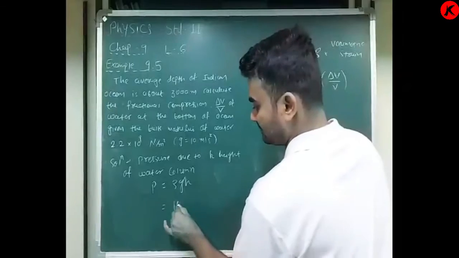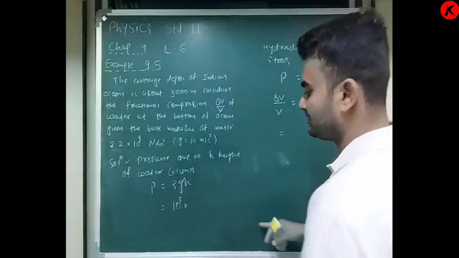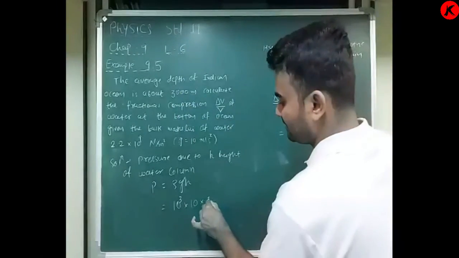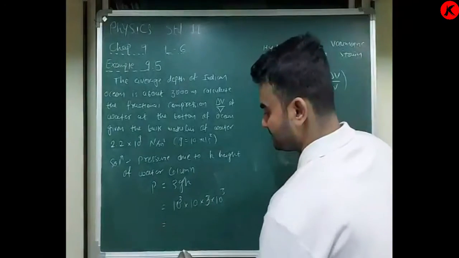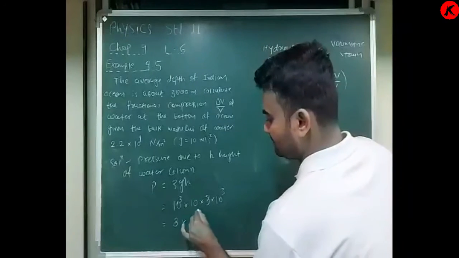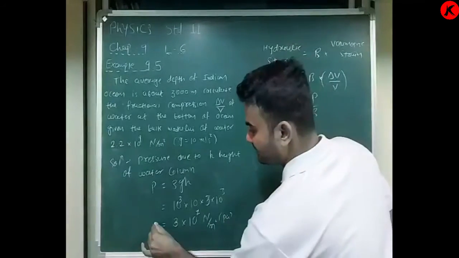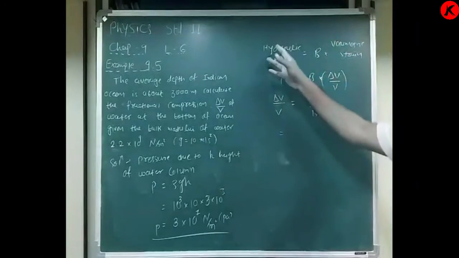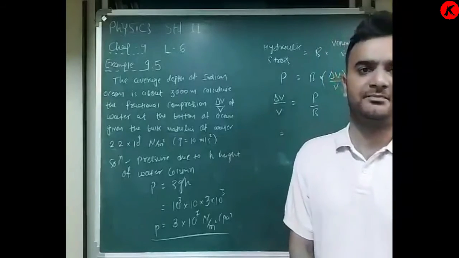Density of water is 10 raised to 3, that is 1000. Take G is equal to 10. And what is the depth? 3000, so 3 into 10 raised to 3. So it will be 3 into 10 raised to 7 Newton per meter square, or I can say Pascal. So I got the pressure, and this pressure is known as hydraulic stress. What is hydraulic stress? Pressure itself.